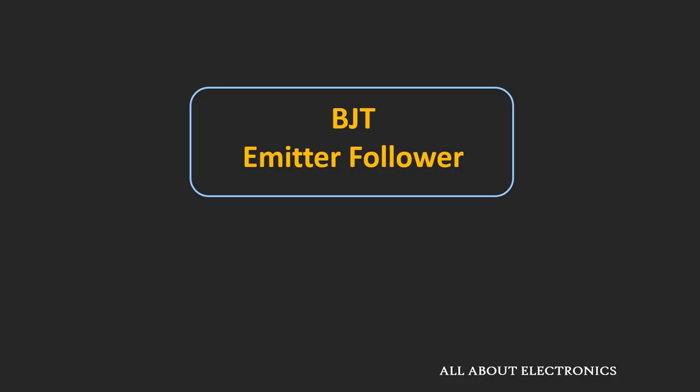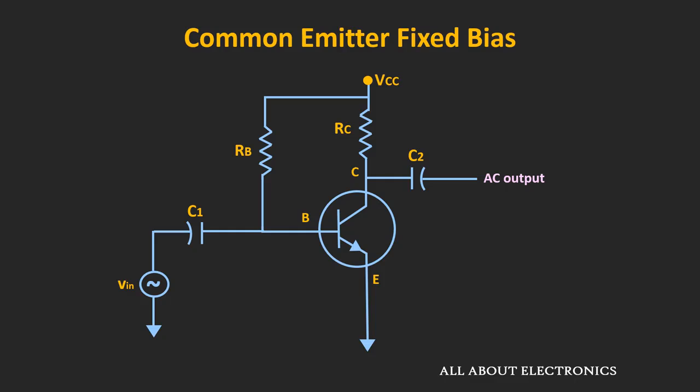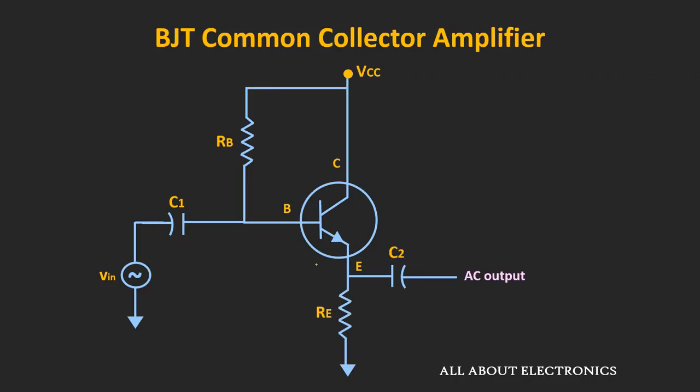So in this video, we will learn about the common collector amplifier, which is also known as the emitter follower. So this is the basic circuit of the common collector amplifier. And if you look at this circuit, then it is very similar to the common emitter fixed bias circuit. But in case of this common collector amplifier, the resistor is connected at the emitter terminal and also the output is measured at the emitter terminal.